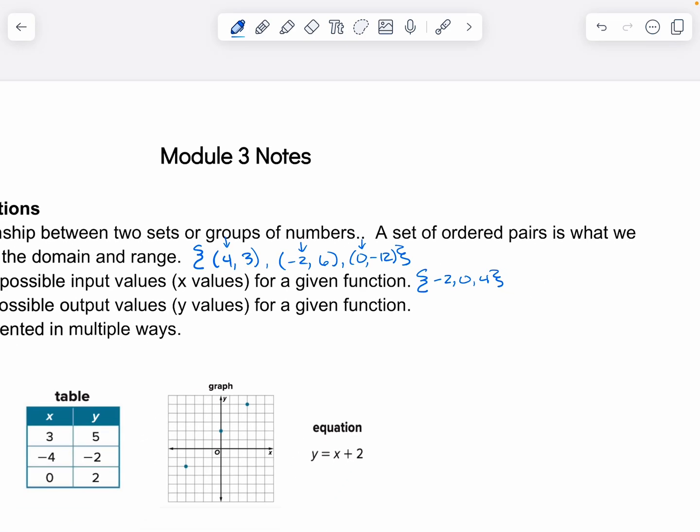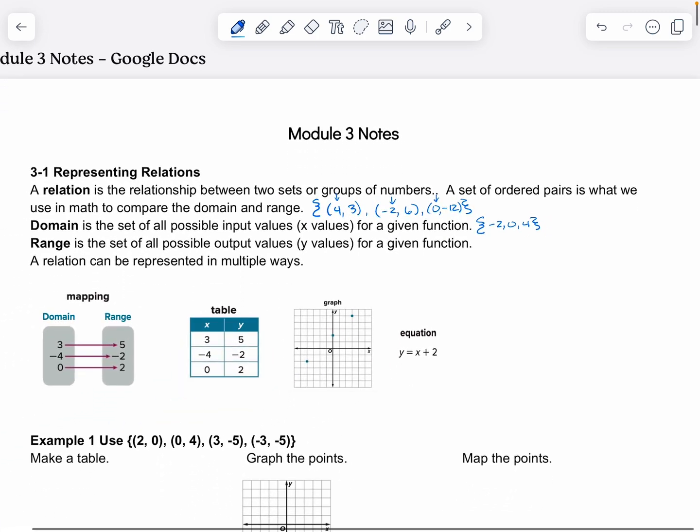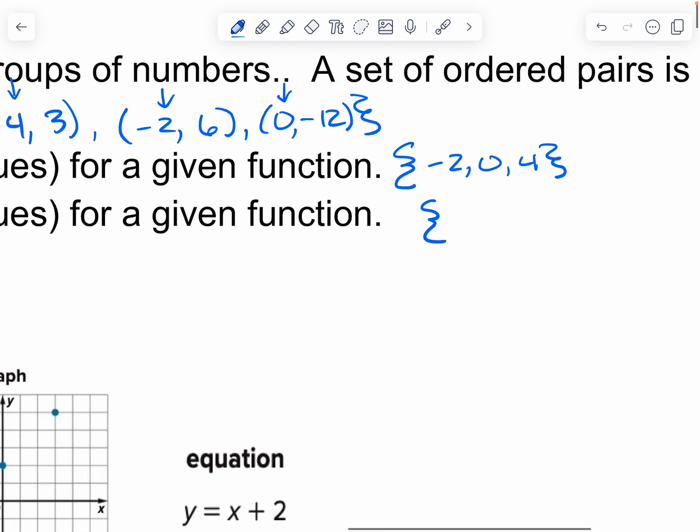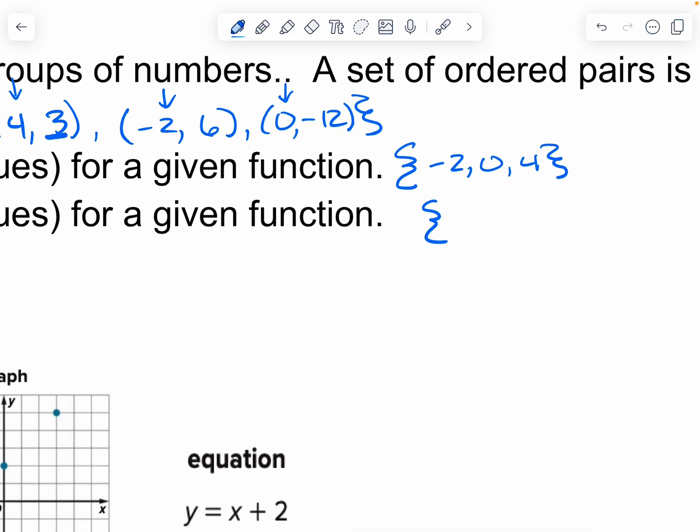Then I would look at my range, and it is the set of all possible output values, y values, for a given function. Okay? So I'm going to underline them this side, these y's right here. So -12, 3, and 6 in numerical order.